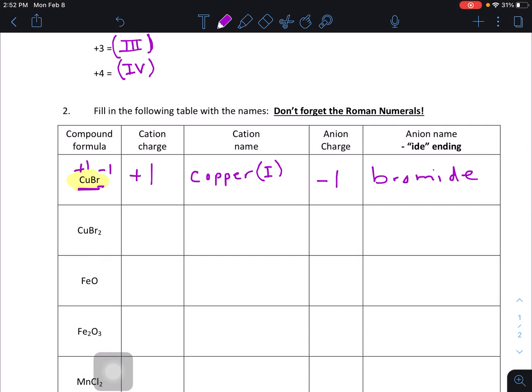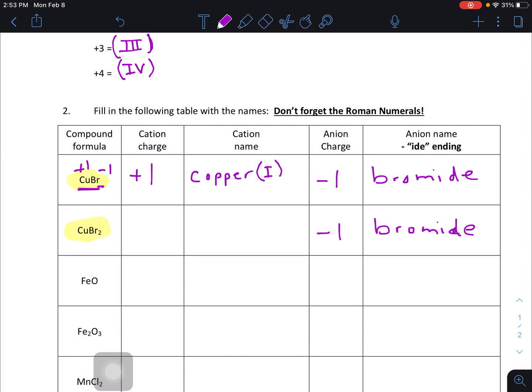Okay. The next one here is also made of copper and bromine, but we have a different formula now, where bromine has a subscript 2. We already know that bromine has a -1 charge, and it's going to be bromide. But how do we know what copper has now?